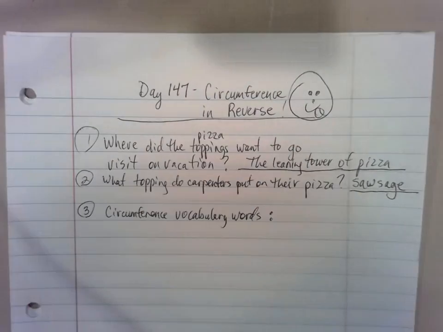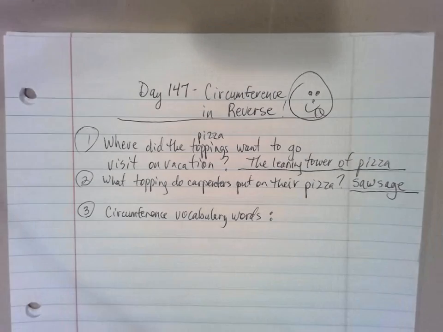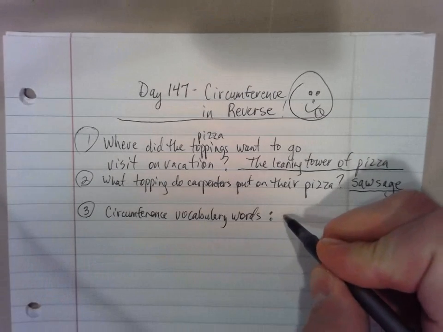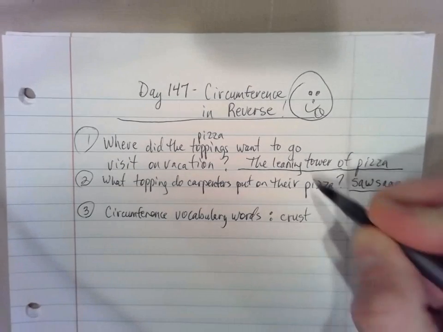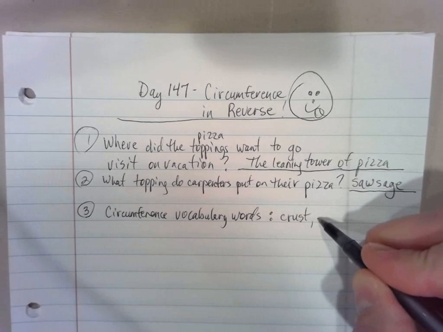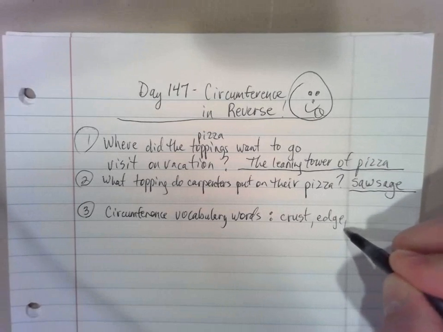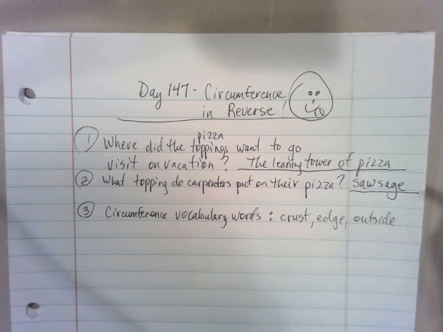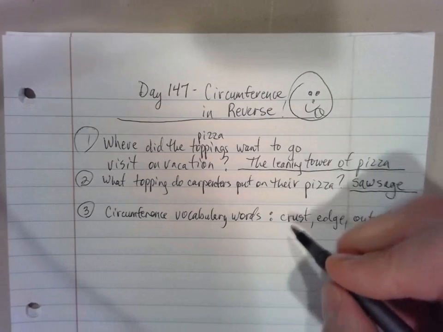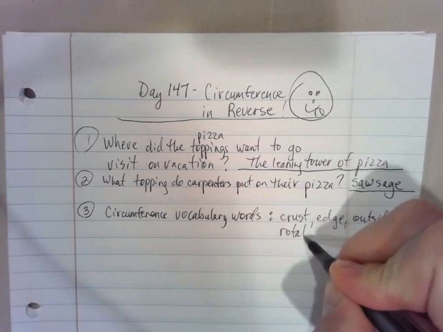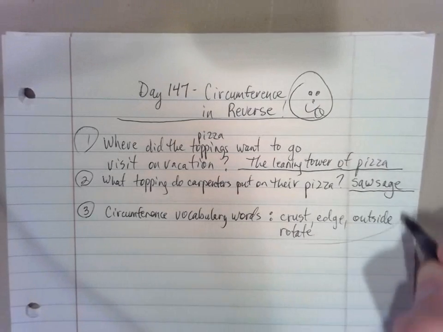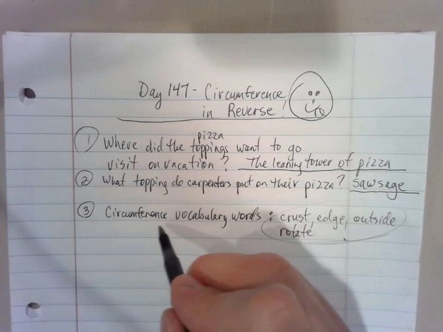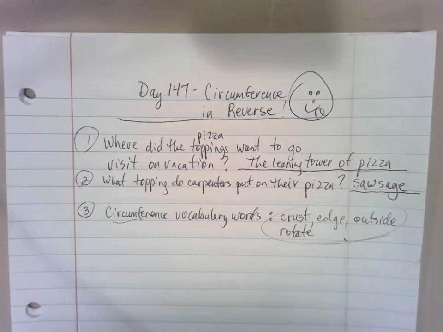Okay, let's review our circumference vocabulary words real fast. That would be like the crust of the pizza, since we're talking about pizza in these questions. The crust, the edge, around the outside. And of course, if it's going around, rotate, that kind of thing. If you see those words, those mean you're talking about the circumference of the circle.